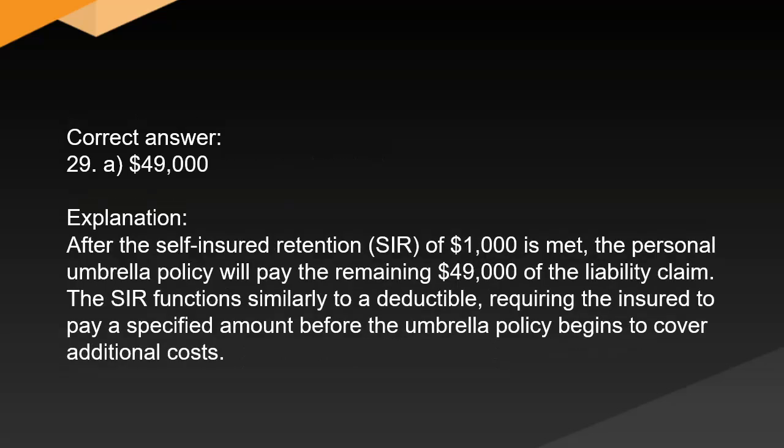Correct answer. A. $49,000. Explanation. After the self-insured retention, SIR, of $1,000 is met, the personal umbrella policy will pay the remaining $49,000 of the liability claim. The SIR functions similarly to a deductible, requiring the insured to pay a specified amount before the umbrella policy begins to cover additional costs.